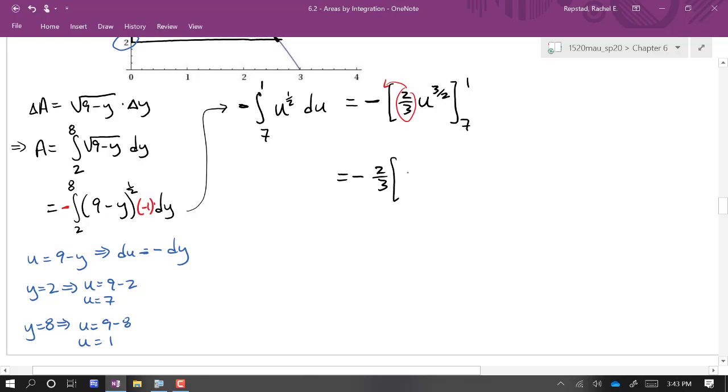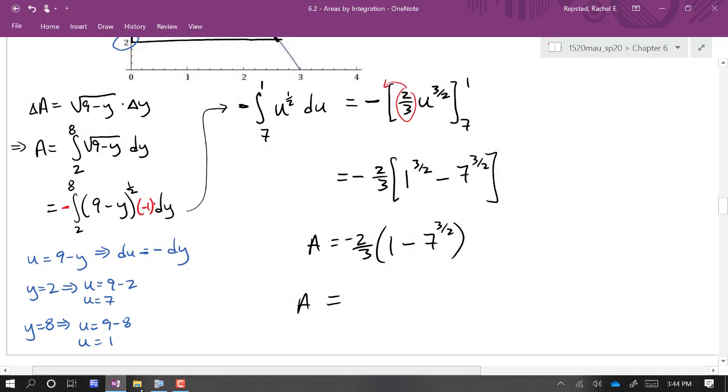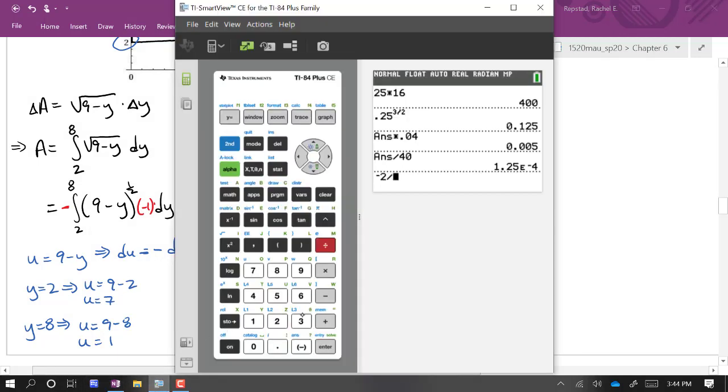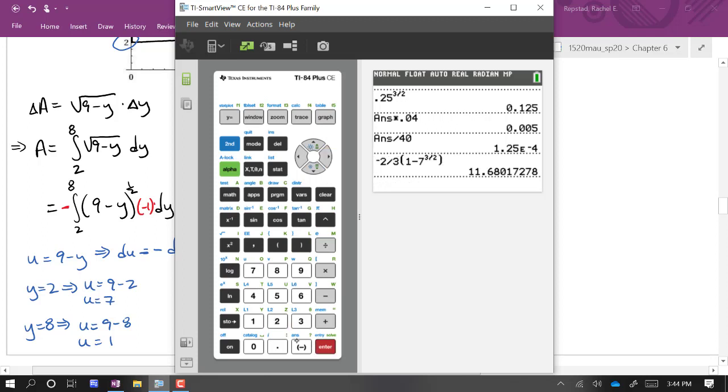So I'm going to plug in the upper limit first, minus the lower limit. As an exact result, this is what it looks like. But let's get an approximation here. We get 11.68 approximately.